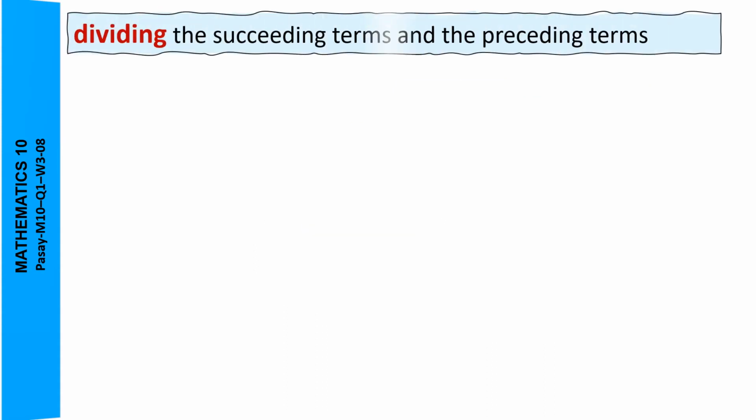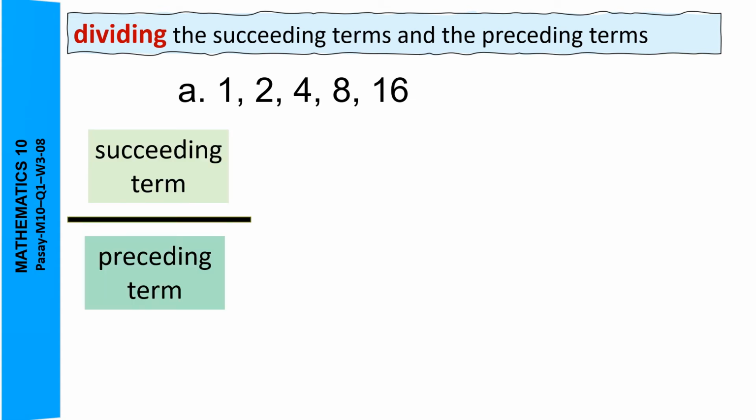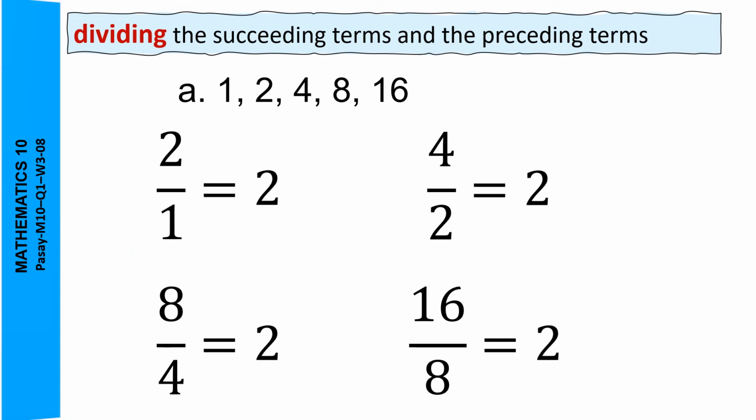In this method, let us try dividing the succeeding terms by the preceding terms given in sequence letter A and check if the results are equal. What we are going to do, succeeding term divided by preceding term. Let us start with 2 and 1. 2 divided by 1 equals 2. 4 divided by 2 equals 2. 8 divided by 4 equals 2. And last, 16 divided by 8 equals 2. What can you say about the quotient or ratio? Are they equal?